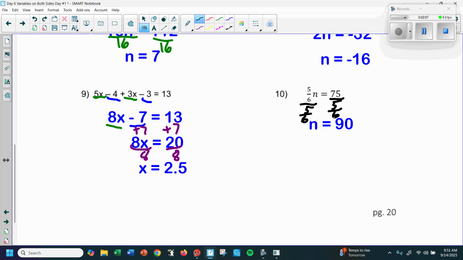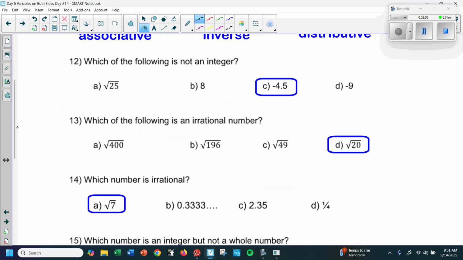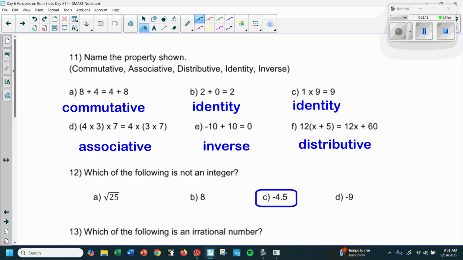So again, you can pause the video if you want to check your answers. Okay, oopsie, sorry about that.